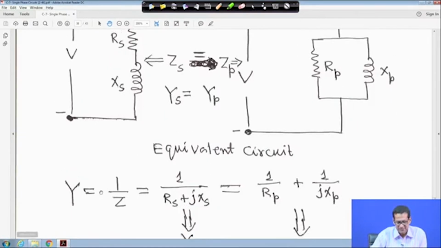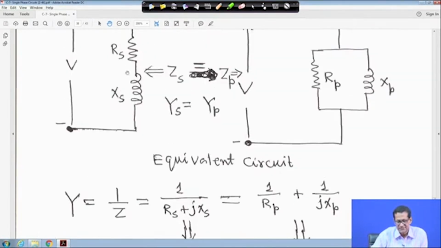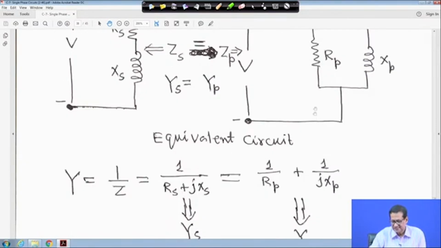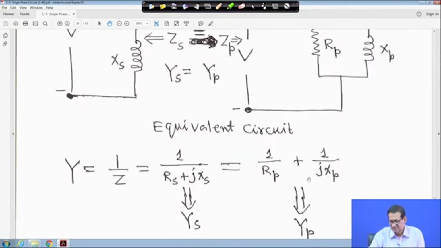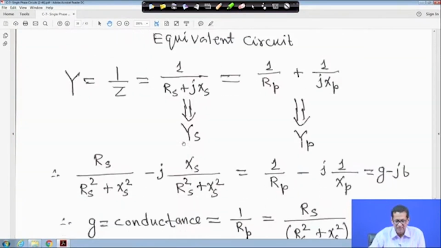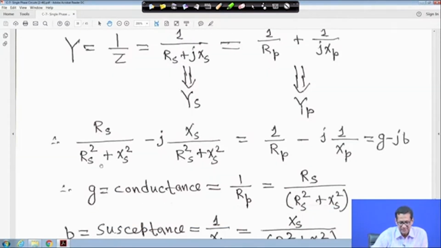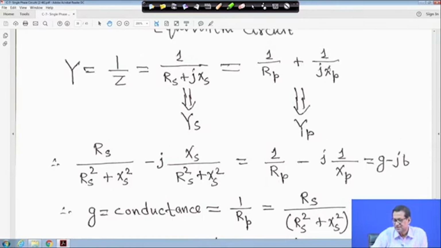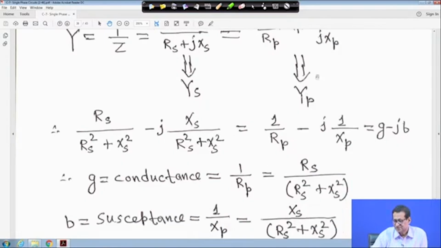So in this case we know Y is equal to 1 upon Z. So 1 upon Z for series is 1 upon Rs plus jXs, this we define as Ys, and this is my parallel equivalent, we can write 1 upon Rp plus 1 upon jXp, because this is inductive. So 1 upon Rp plus 1 upon jXp, this we call Yp. Or for Rs plus jXs, you multiply numerator and denominator by Rs minus jXs, and then you will get Rs upon Rs square plus Xs square minus jXs upon Rs square plus Xs square, is equal to 1 upon Rp minus j 1 upon Xp. This term you multiply numerator and denominator by j. So 1 upon Rp minus j upon Xp, that is equal to G minus jB.